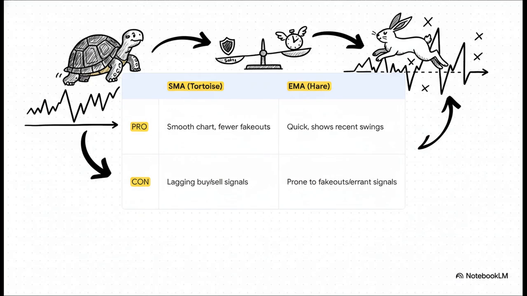Let's just boil it all down. With the SMA, our tortoise, you get a beautiful, smooth chart that filters out most of the fakeouts. The catch? Your signals are going to be late. With the EMA, our hare, you get signals that are lightning fast, but you're way more likely to get false alarms. It's really the ultimate trade-off: speed versus safety.